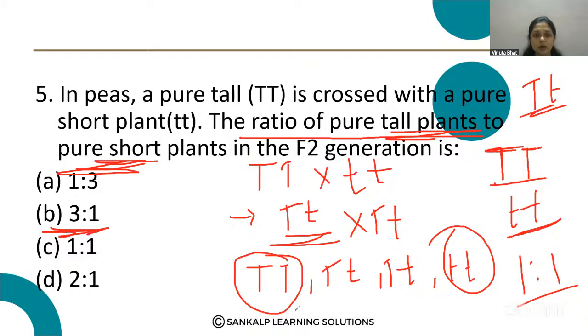But what is 3:1? That is the ratio of tall plants and short plants in the F2 generation, 3:1. Read the question properly. Everyone is writing 3:1, 3:1, but read the question properly.